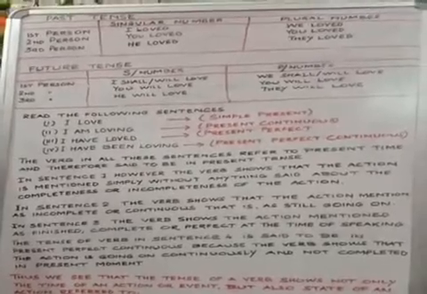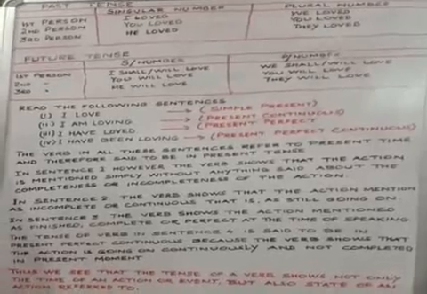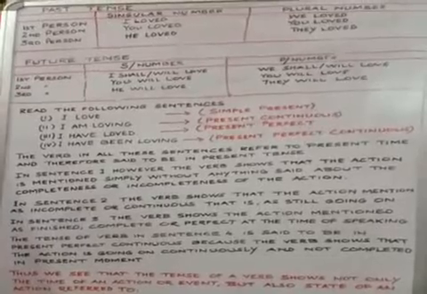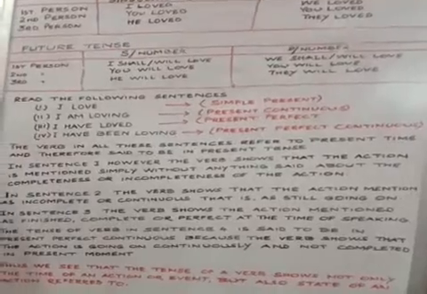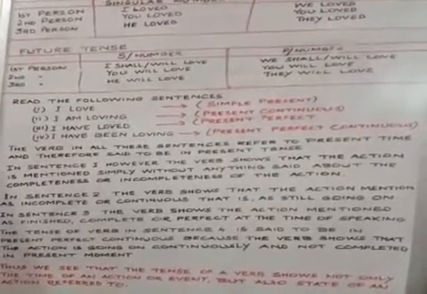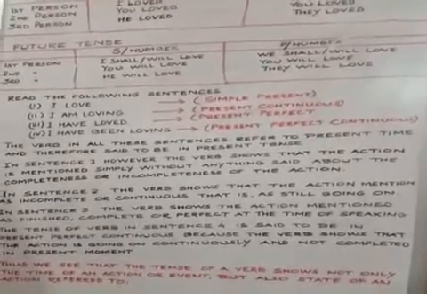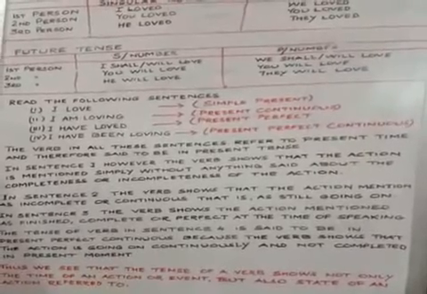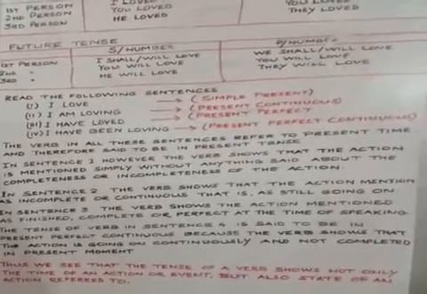Past tense. First person singular number, I loved. Plural number, we loved. Second person, you loved, plural number, you loved. Third person, he loved, plural number, they loved. Future tense, again first person, I shall or will love. Plural number, we shall or will love. Second person, you will love. Plural number, you will love. Third person, he will love. Plural number, they will love.